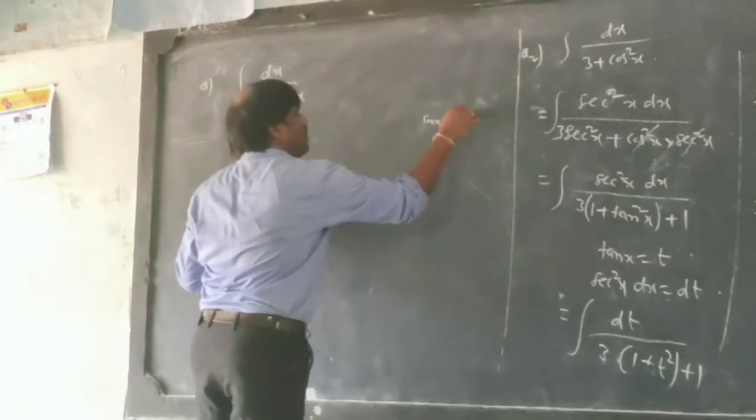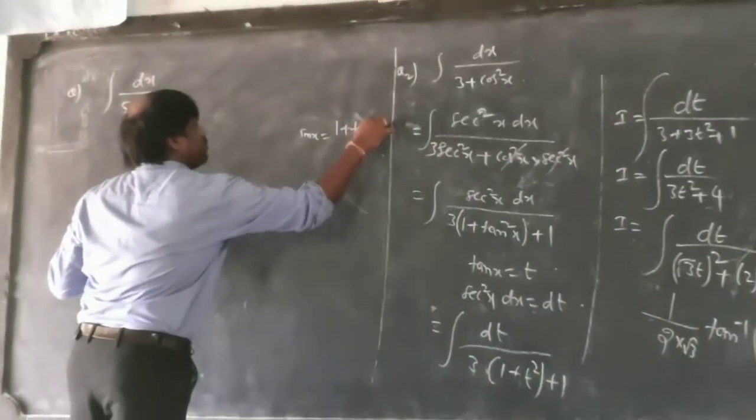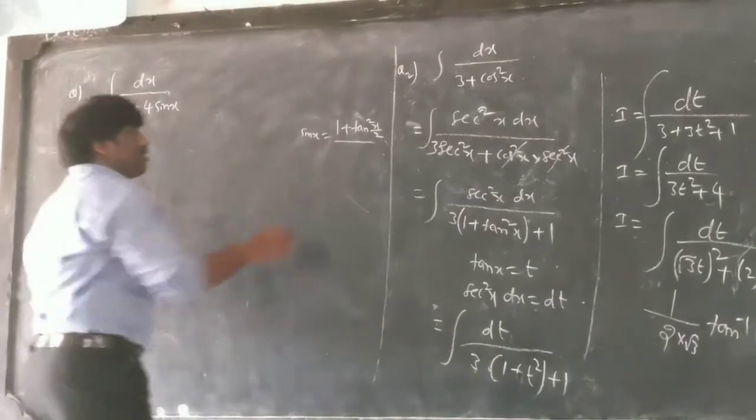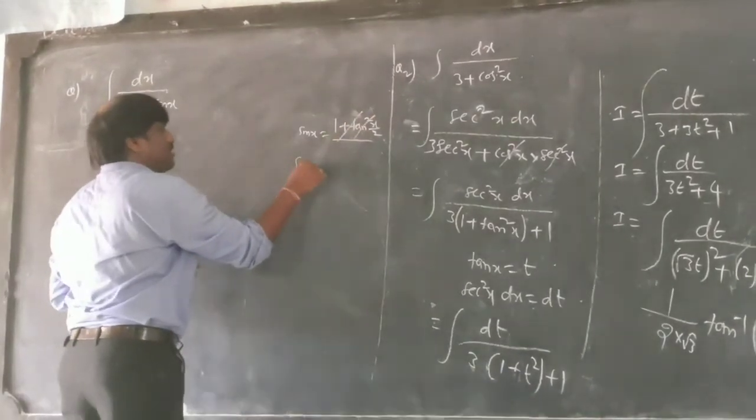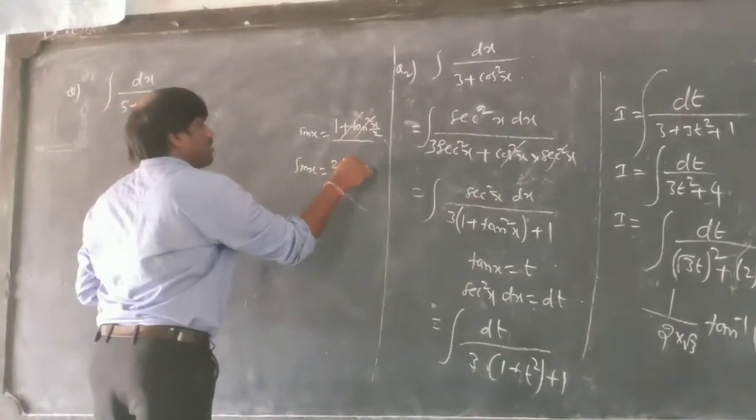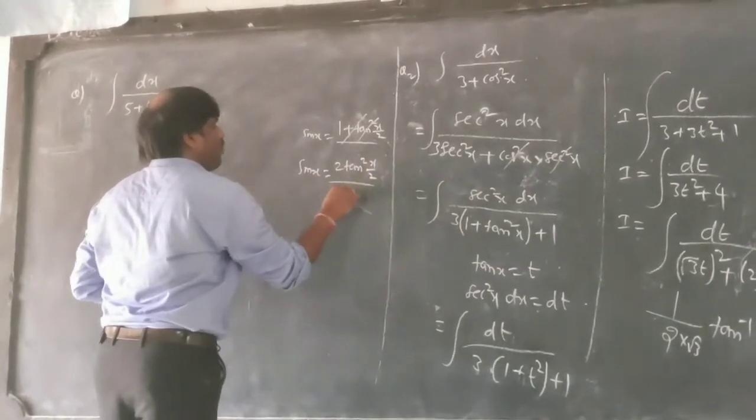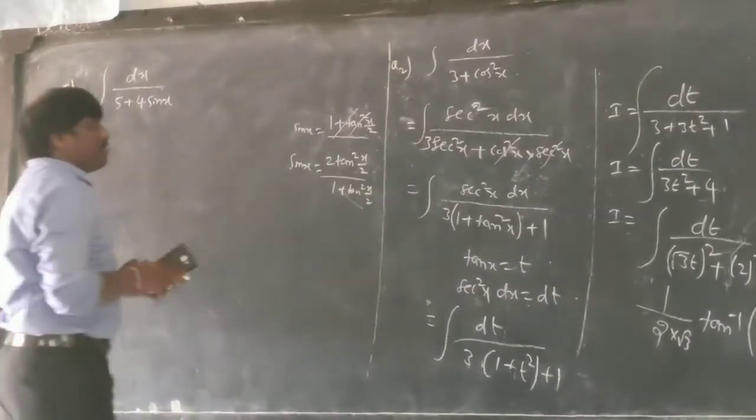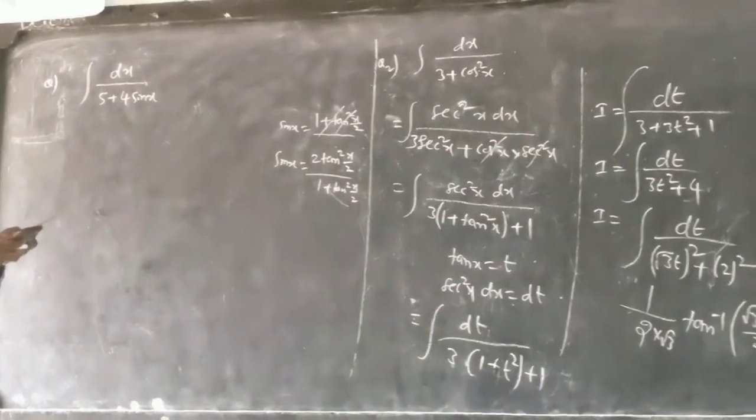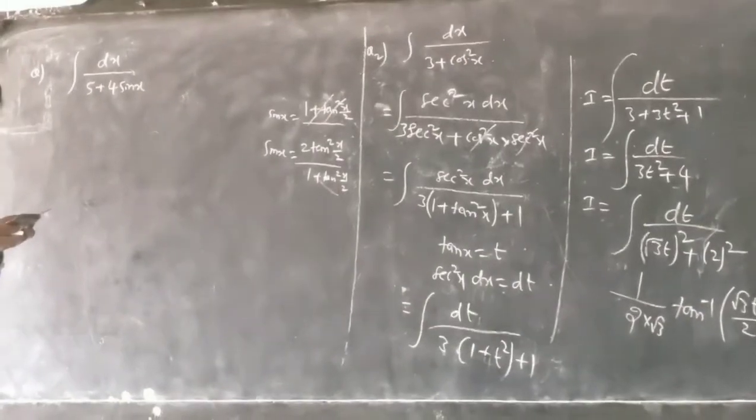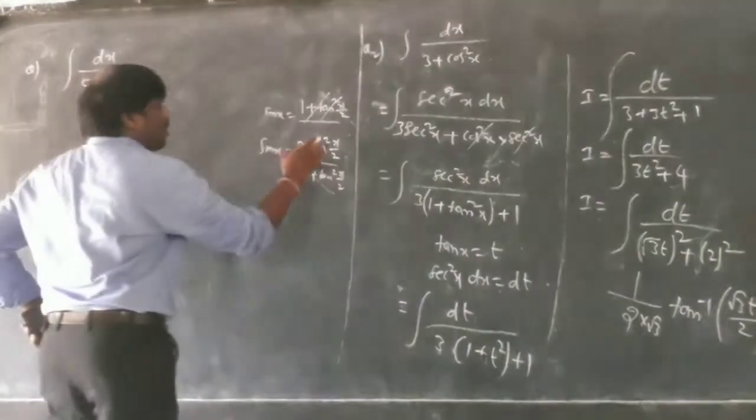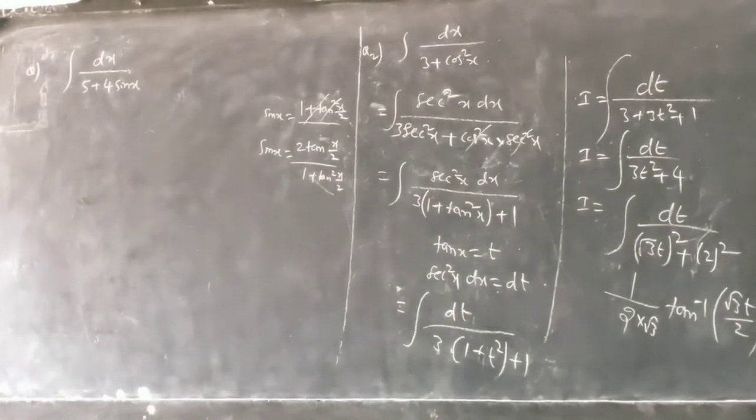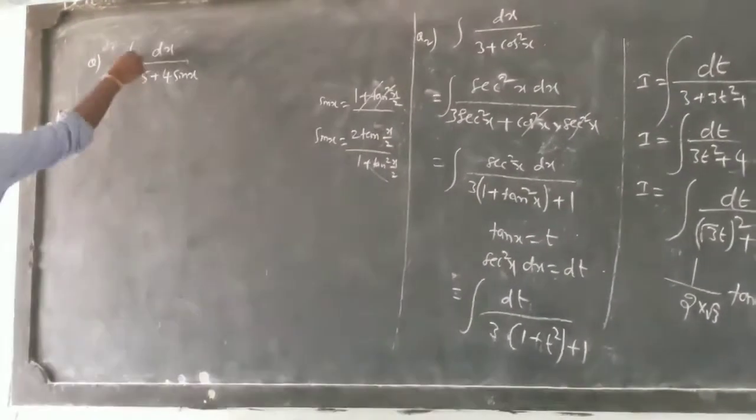Sin x is equal to 2 tan x by 2 upon 1 plus tan square x by 2, right? This is what you have to use. Okay, what I have to use? 2 tan x by 2 upon 1 plus tan square x by 2 I have to use. So let us use this one.